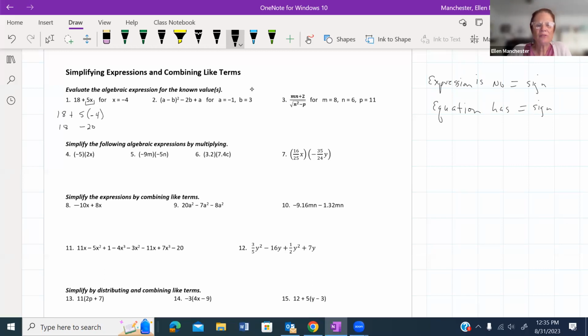And 18 plus a -20, or 18 minus 20, is -2. So once we plug a value in, then we can evaluate it and we can get an actual answer. And that's all evaluating is: you take out whatever the variable is and you plug in what the variable means.